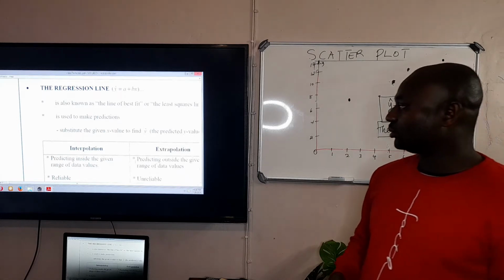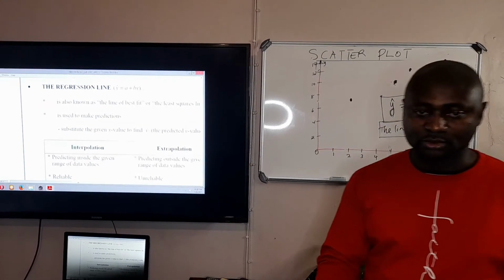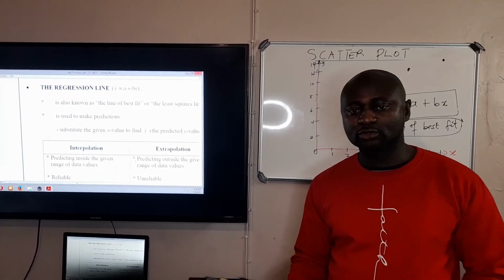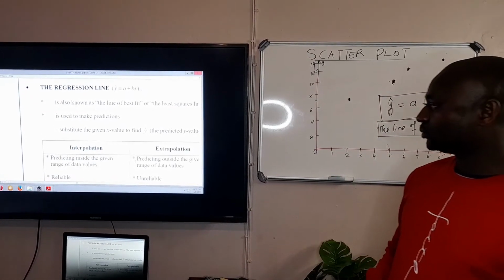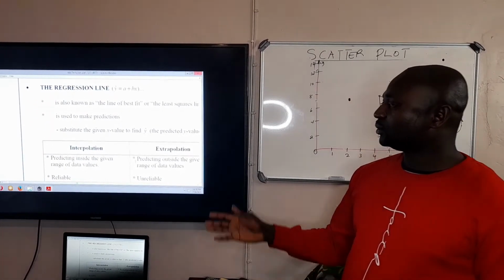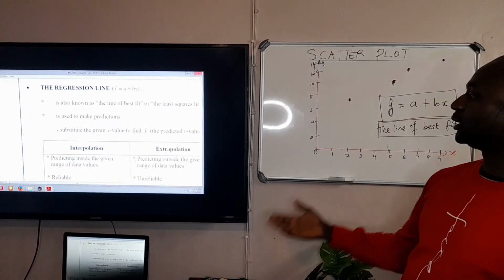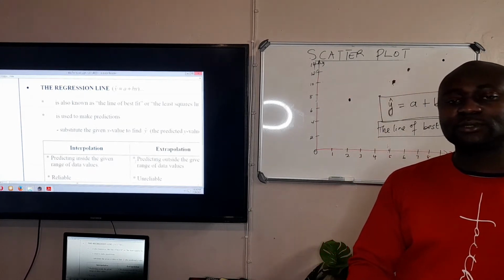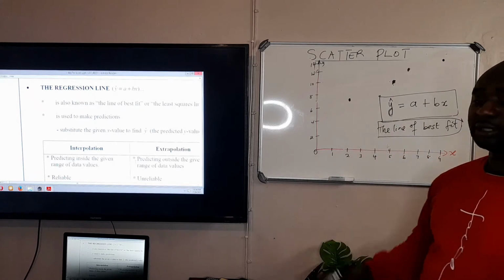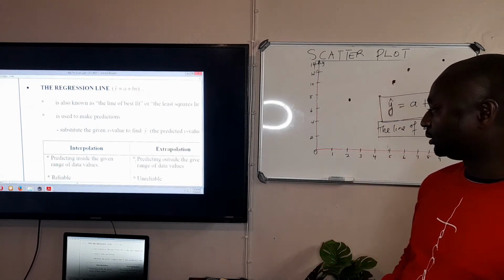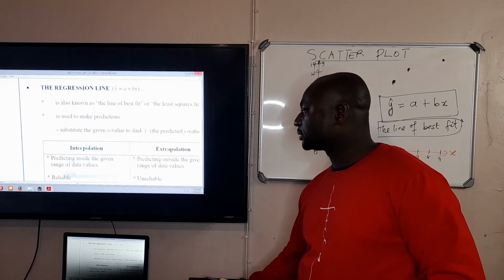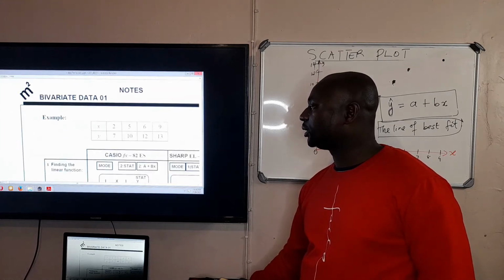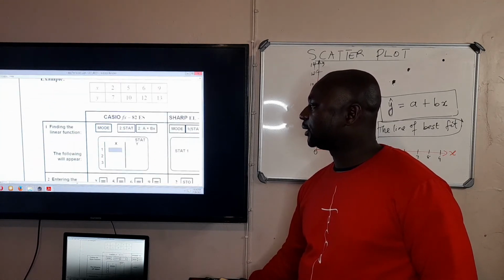So we use this equation to make predictions. You know, statistics is about getting information, processing the information, and using it to make predictions for the future. So that is what is given. Now, if you have this equation and they give you the x value and they want you to find the predicted y value, you just substitute the x value into the equation and then you get the predicted or the estimated y value. So that is how we find this equation. Now let's go straight into how we use our calculator to find this equation.